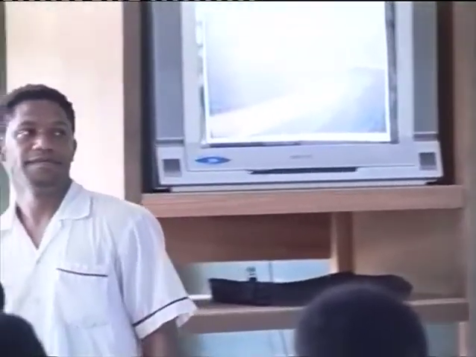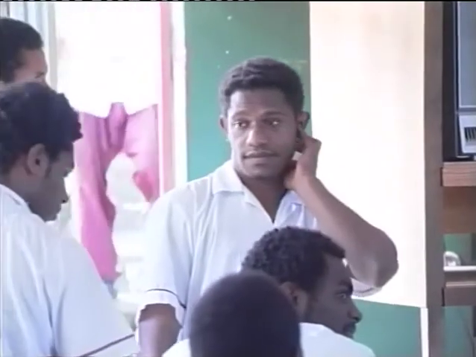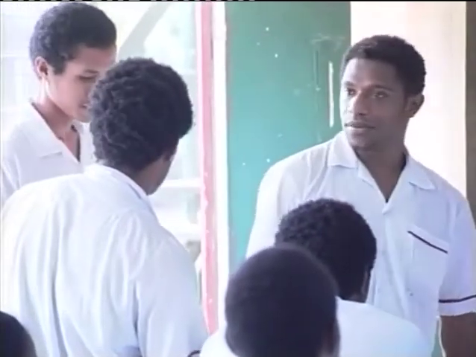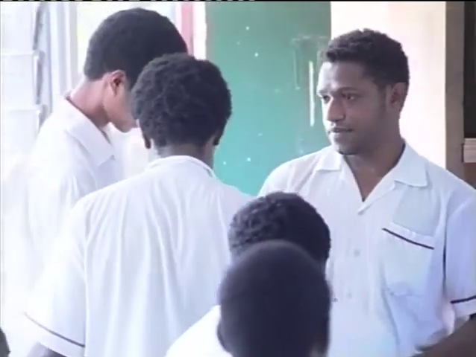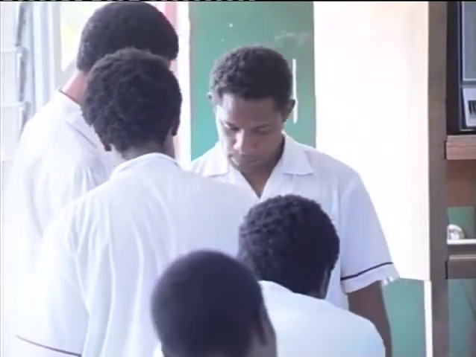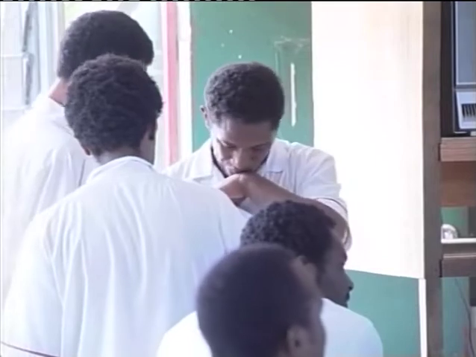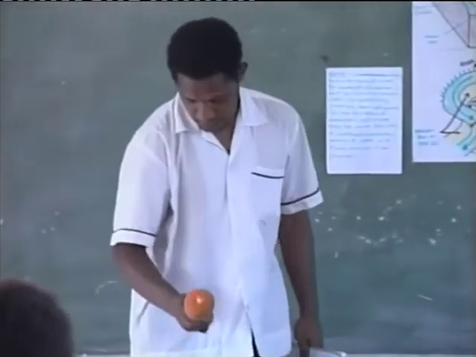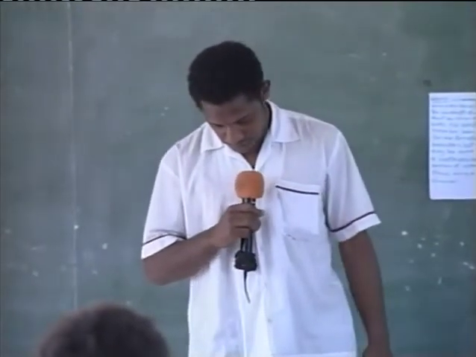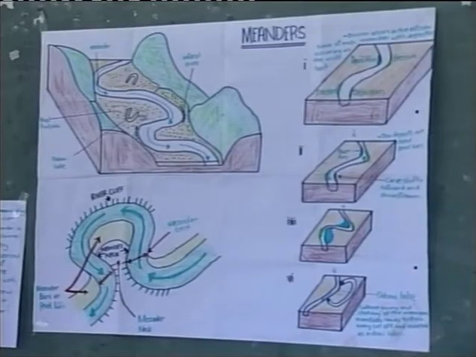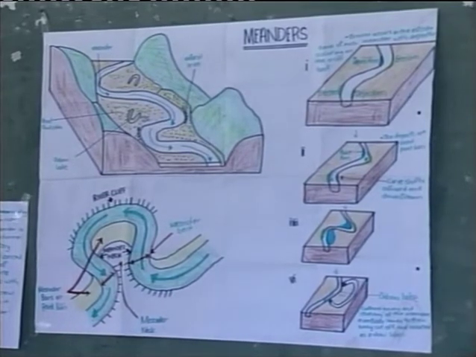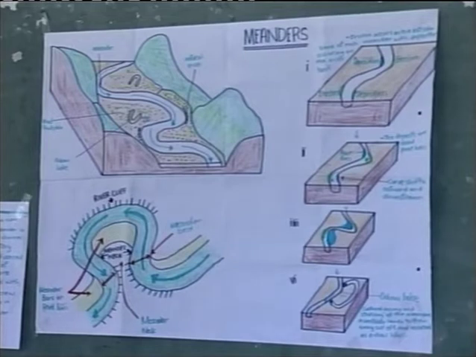Val's got a question, okay? What causes a river to meander? As the river flows down, it bounces off the hard rock and erodes the soft rock, and the process continues, which results in the twist and turn of the river, or meandering of the river.